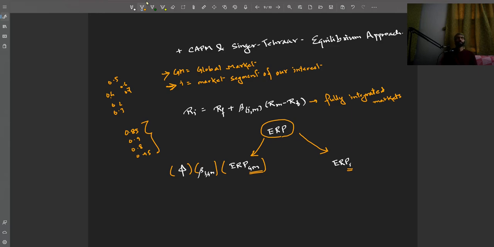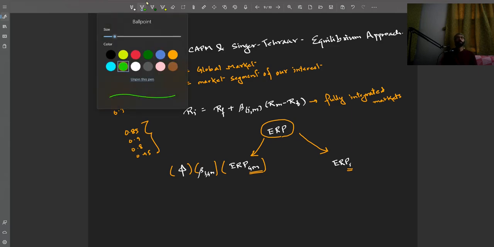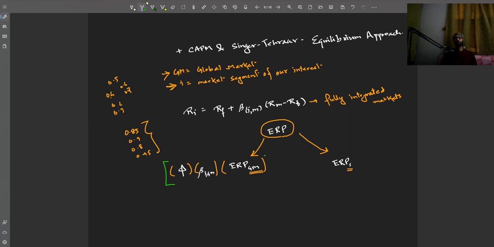Now this is the first part of our equation. We are building the equation. Just stay with me. We'll understand at the end of it how the equation is built for the Singer-Terhaar model.